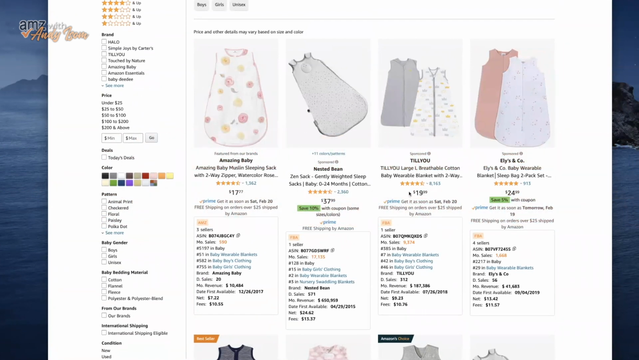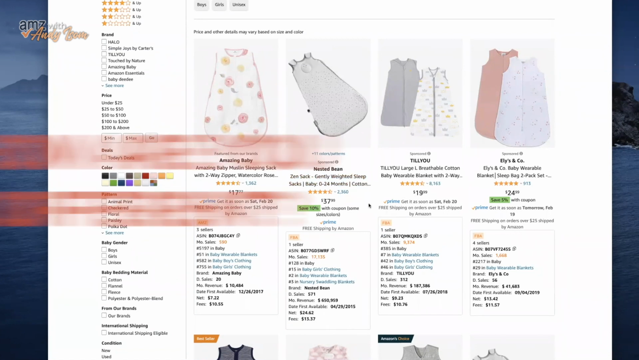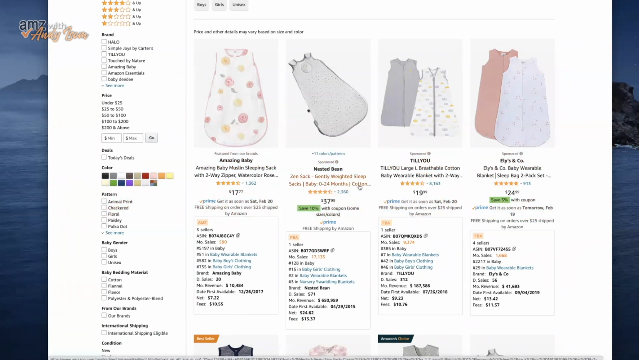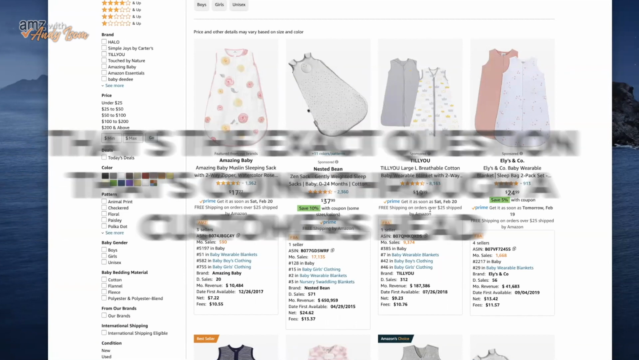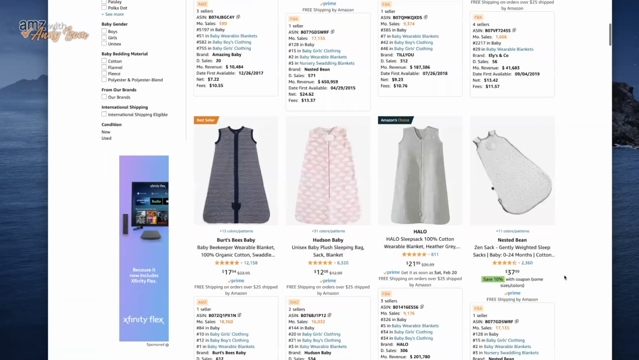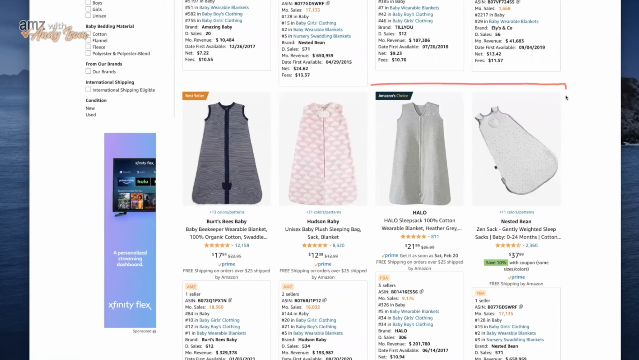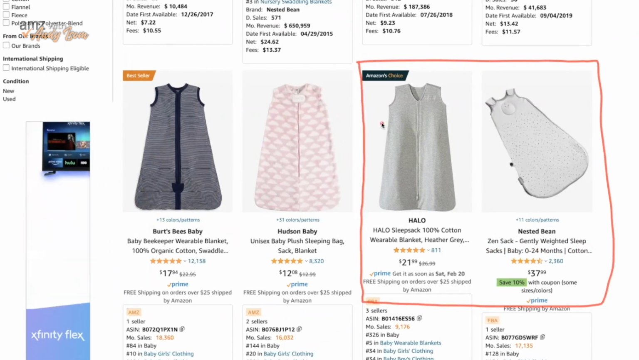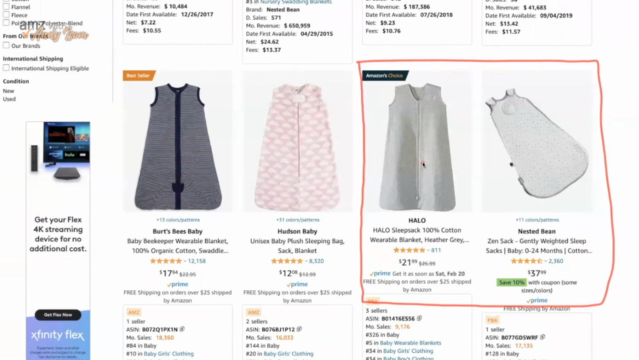Why would someone buy Andy's sleep sack instead of Nested Bean? How are you different? How are you better? What's unique about your product that someone would buy over Nested Bean? Because that question is the exact question that's going through a customer's head. When they scroll through this and they find, let's just use these two right here. Let's pretend I'm shopping for a sleep sack. I'm pretty open-minded. I didn't search for Halo sleep sack. I just searched for sleep sack. I just want to see what's out there.